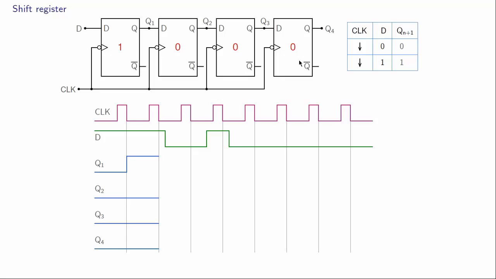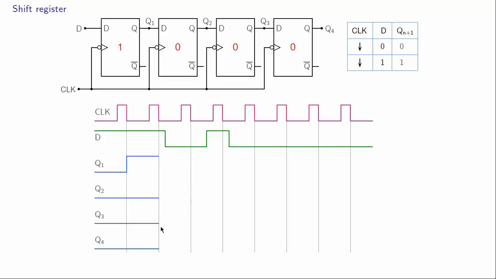Alright. Now after the second active edge, what is Q1 going to do? We need to look at D just before that active edge. D is 1, so Q1 will be equal to 1 after T2 or after this active edge here. What about Q2? We now look at Q1 because that serves as the D input for the flip-flop here, and Q1 is 1 just before the active edge and therefore this Q2 is going to change to 1. And then of course it's not going to change until the next active edge.